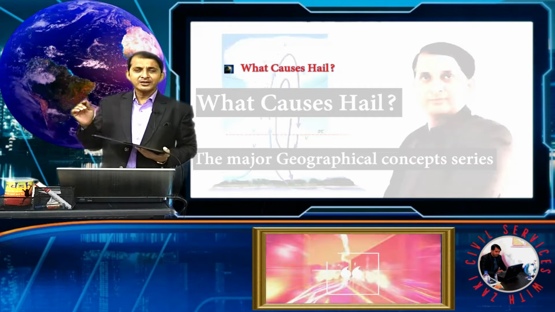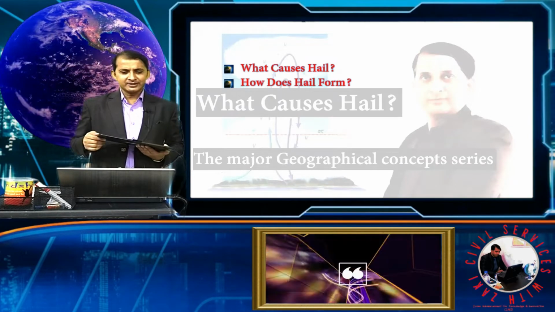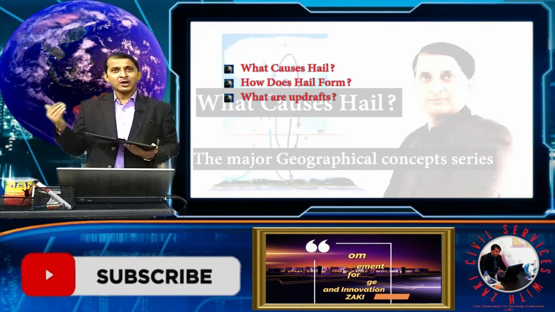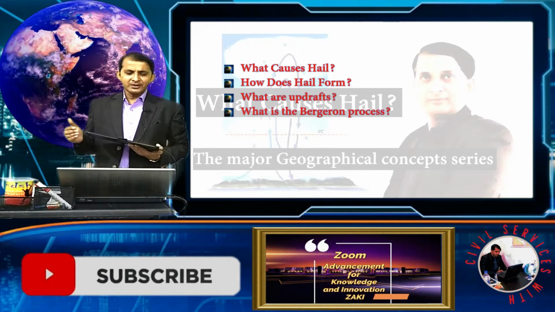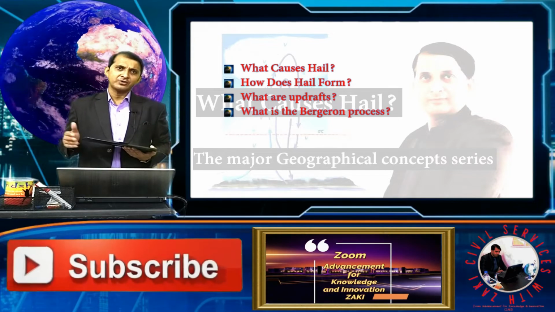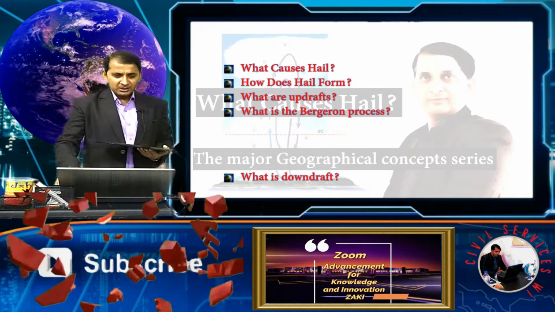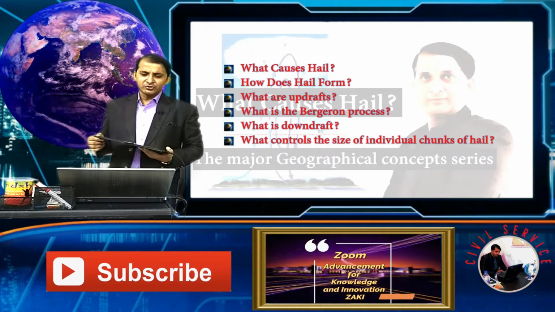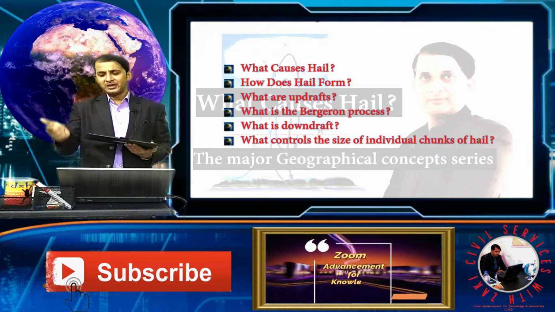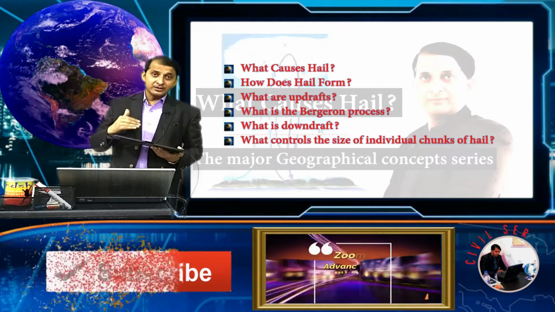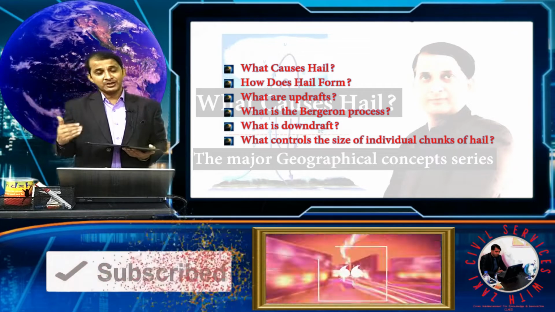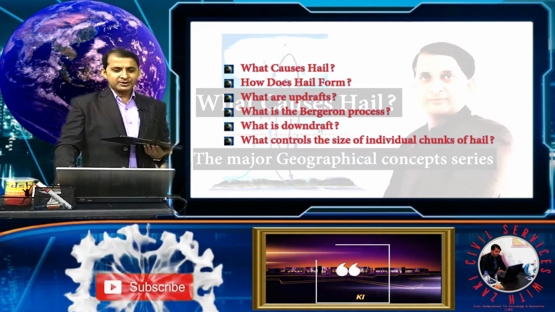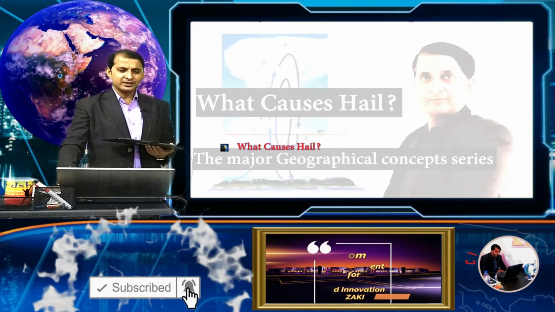Number one, what causes hail? Second is how does hail form? And third one is what are updraft and what is the Bergeron process? Another is what is downdraft and what controls the size of individual chunks of the hail. So we will discuss all these topics, so stay with us till the end of this video. First we start with what causes hail.